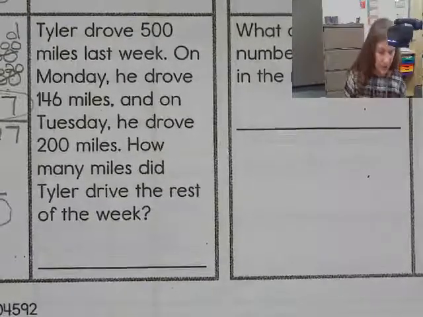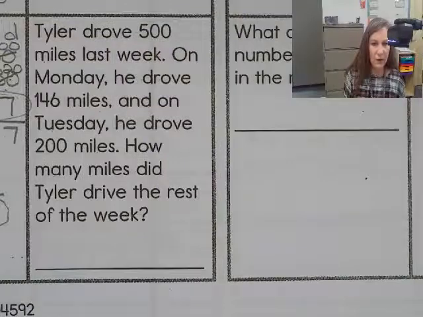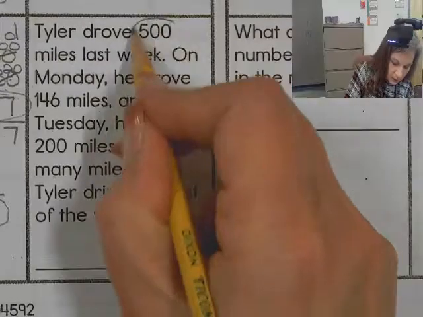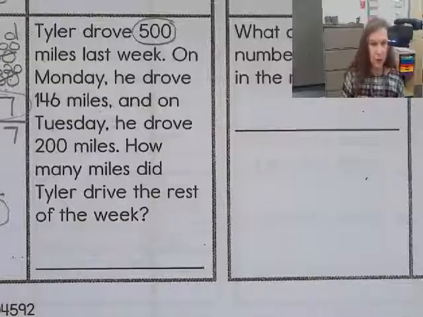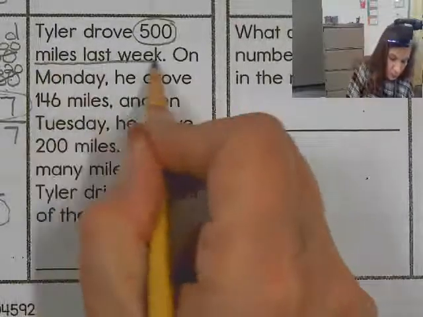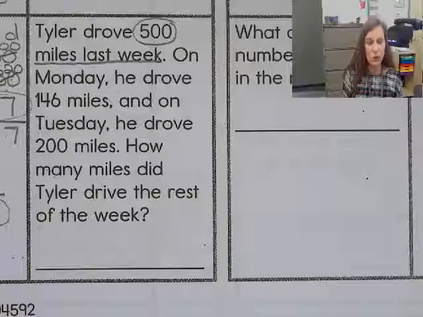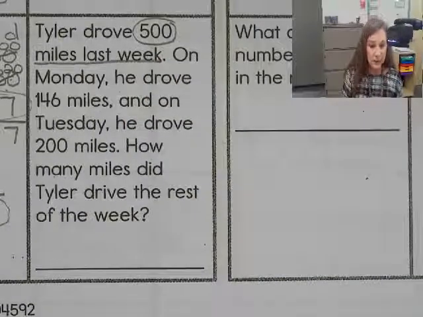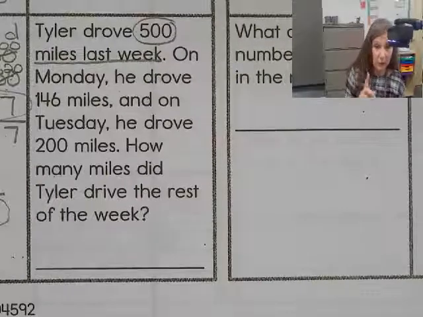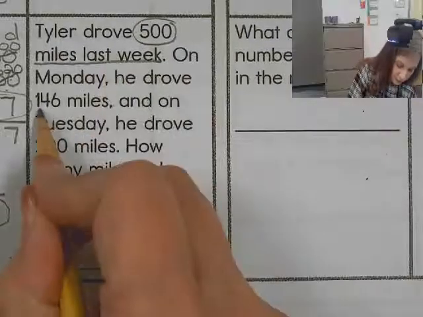So let's go on to our word problem for today. Tyler drove 500 miles last week. So we know the total miles that he drove in the week. So what do we know? We know he drove 500 miles last week. On Monday, he drove 146 miles. That's part of his trip.